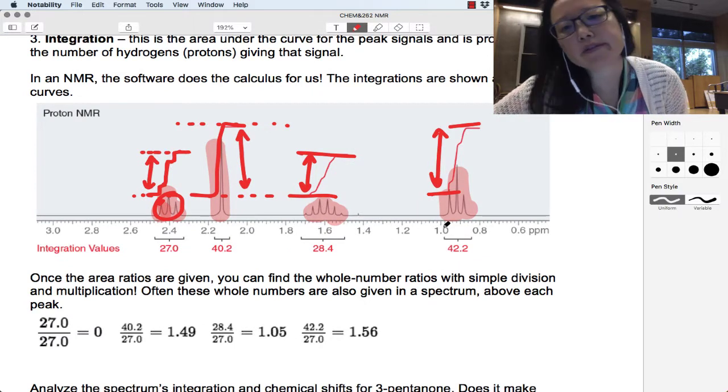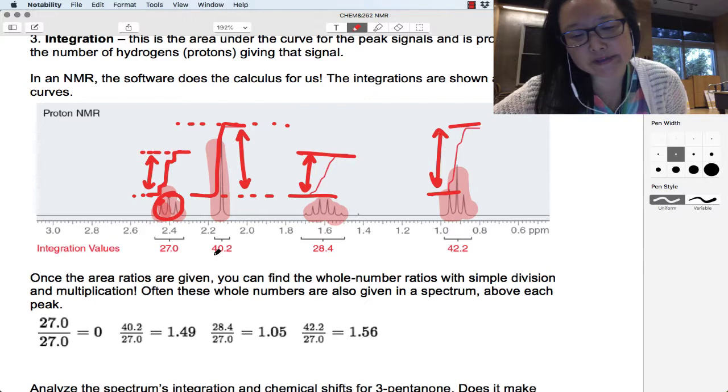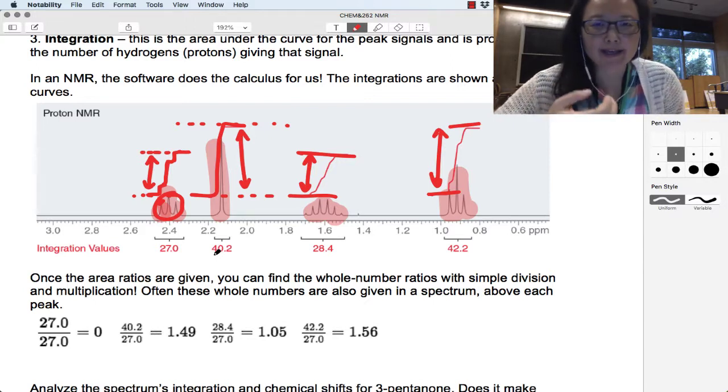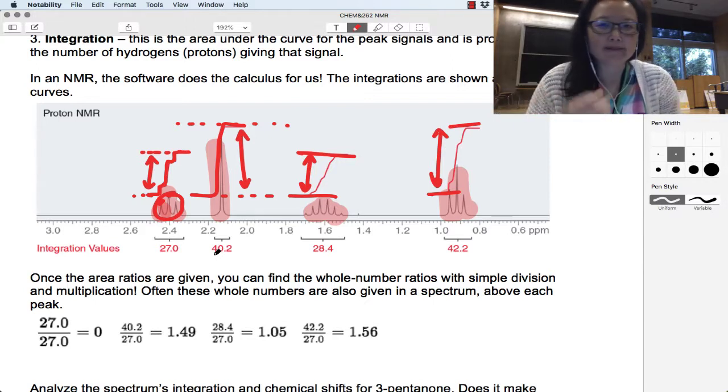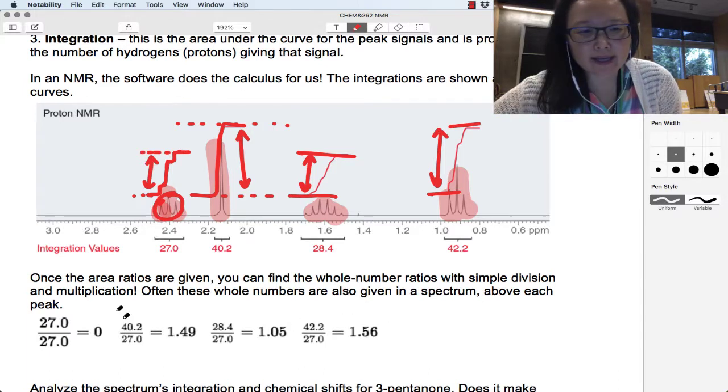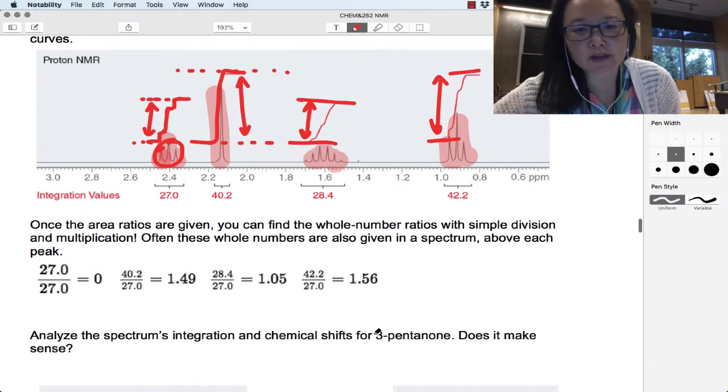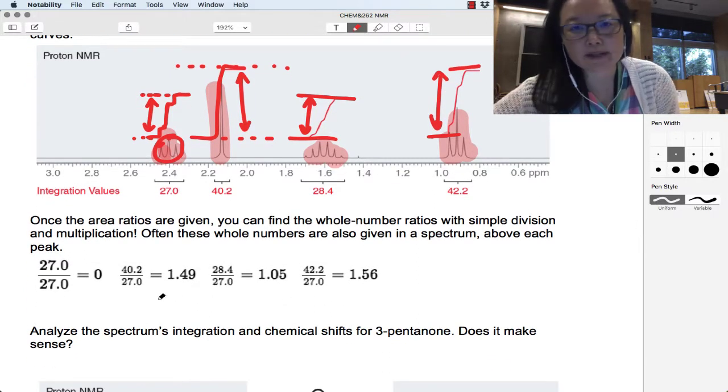And once you get those values, those are the integrations, you want to turn them into whole number ratios because hydrogens are whole. We can tell whether we have 6 hydrogens or 2 hydrogens or 3 hydrogens. We usually don't say we have 1.56 hydrogens, right? So you take the smallest number, which is 27 in this set, you divide every one by 27 and you look at the ratio and you see if you have whole numbers. And if you don't, then you multiply by a factor to give you whole numbers.